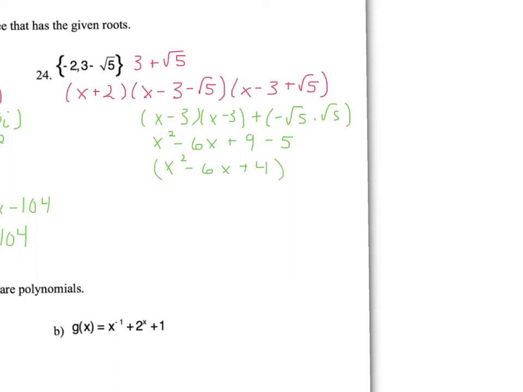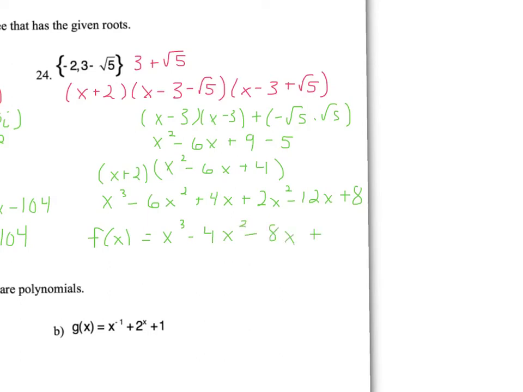And then we still have to FOIL that with the x plus 2. So we'll get x cubed minus 6x squared plus 4x plus 2x squared minus 12x plus 8. So our final function will be x cubed minus 4x squared minus 8x plus 8.